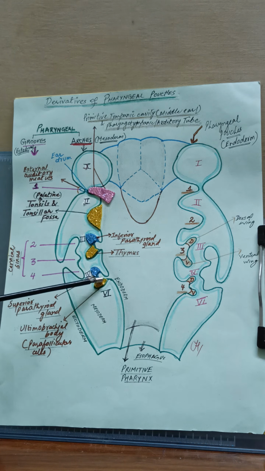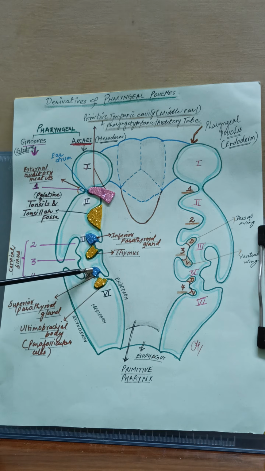Now concentrate on the fourth pharyngeal pouch, again with the dorsal wing and the ventral wing. The dorsal wing will form the superior parathyroid gland, and the ventral wing will transform into the ultimobranchial body or the parafollicular cells of the thyroid gland to produce calcitonin. So these are the derivatives.